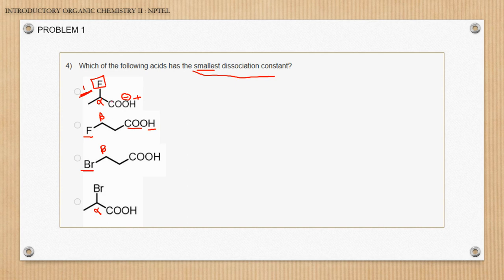So what do you mean by stability here? Here the stability corresponds to the acidity of the acid. Why? Because the higher the stability of the carboxylate ion, the higher will be the release of H plus.